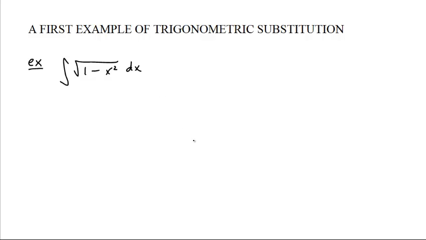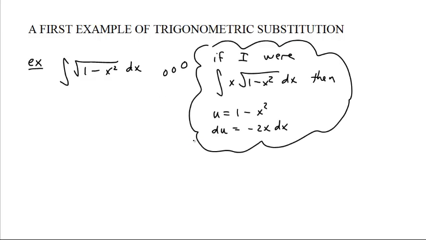Well, if you look at this, you're probably thinking, man, if it only had a little x in there, then we could set u equal to 1 minus x squared, du would be negative 2x dx, the x dx would be du over negative 2. This would be easy to solve, but it's not.